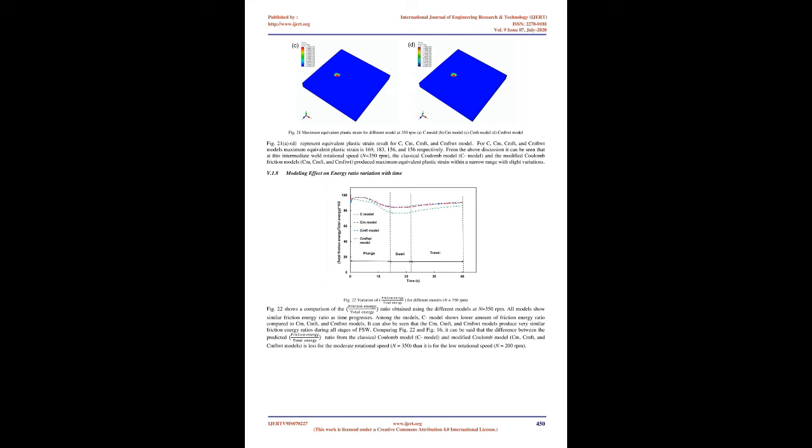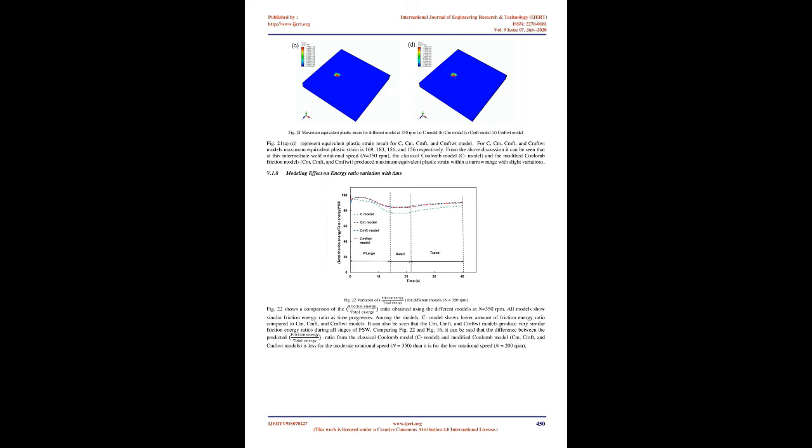Earlier research by Zhang et al. 30 reported they did not observe distinguishable difference between Coulomb and modified Coulomb models at low rotation speed. Case 2, intermediate rotational speed, 350 rpm. V.1.5 Modeling effect on frictional energy. Fig 19 shows comparison of friction energy generated during the welding process according to the different models at a rotational speed of 350 rpm.